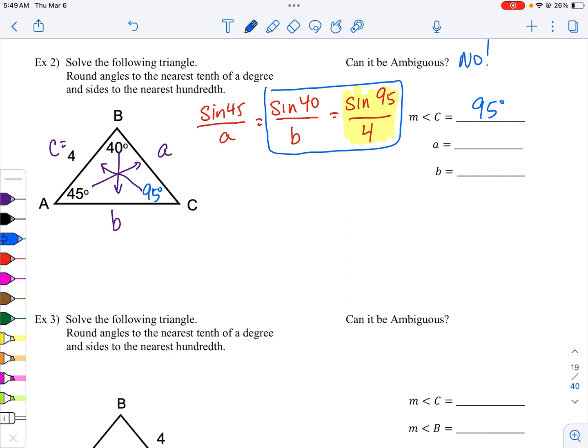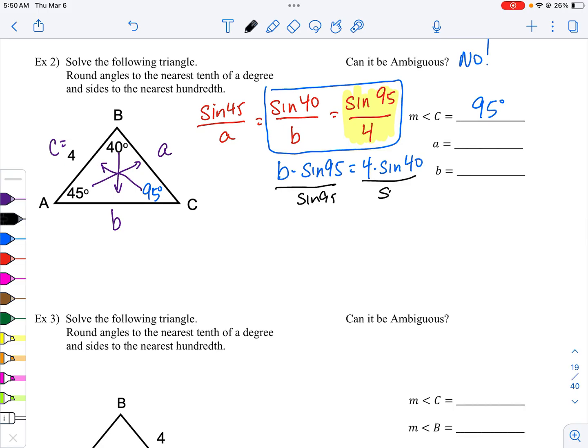So if I cross multiply here, I get b times sine of 95. And remember, you can go either way you want. Going the other way, I get 4 times sine of 40. To solve for b, I'm just going to divide both sides by sine of 95 and plug that into my calculator. Be careful: make sure you close parentheses after sine. So I'm going to go 4 sine of 40, and sometimes it's easier to just hit enter and then divide by sine of 95. Remember, you should be in degree mode because we're talking about degrees. I'm going to go 2 decimal places. I got about 2.58 for b.